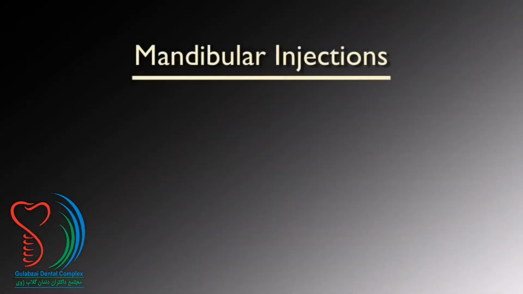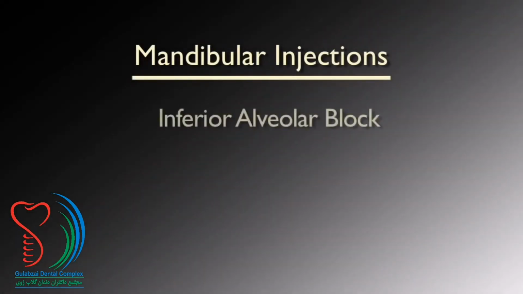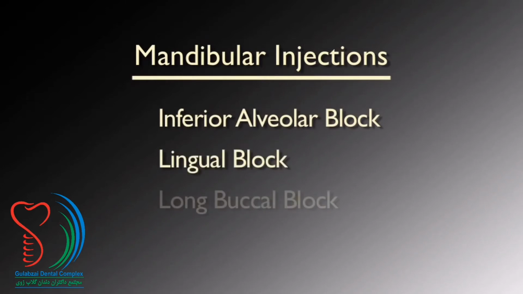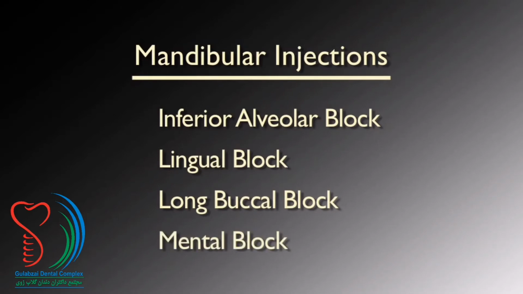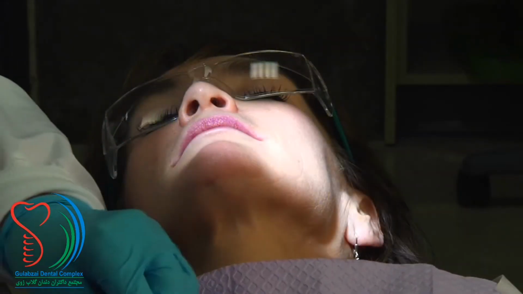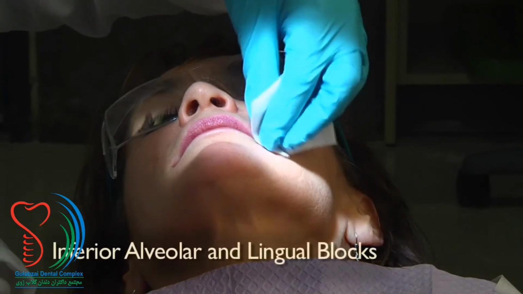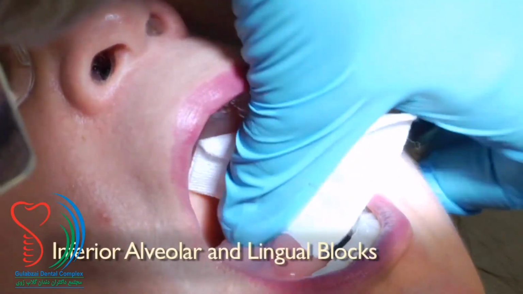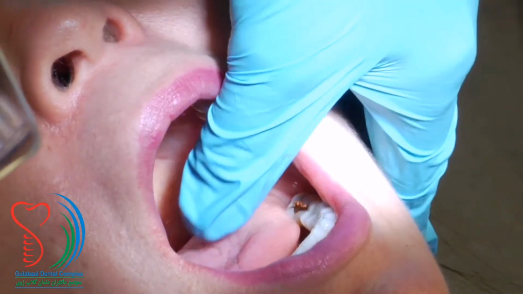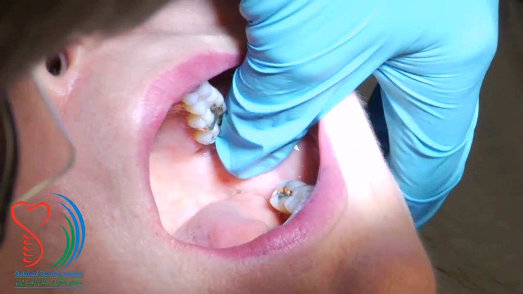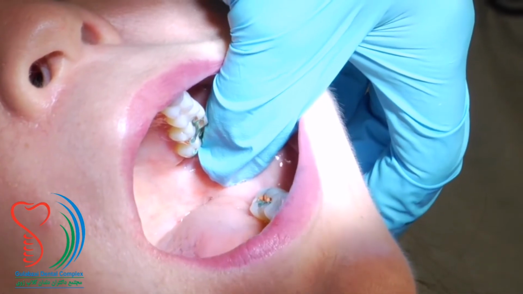The injections we will be demonstrating will be the inferior alveolar block, the lingual block, the long buccal block, and the mental block. The distraction points for the inferior alveolar and lingual will be with the thumb on the coronoid notch and the fingers of the hand resting on the angle and posterior border of the ramus.